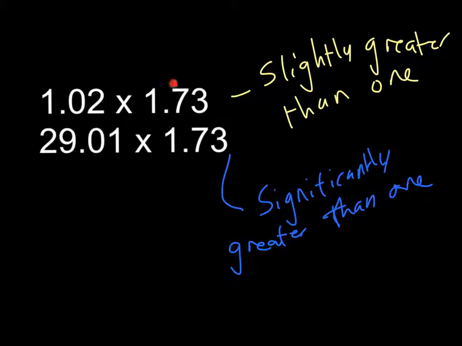Without solving these, we can see that the first set of numbers that we're given are going to be slightly greater than 1, because we have 1 2 hundredths times 1 73 hundredths. If I were to round it, I would say it's 1 times 2, just rounding to the nearest whole number, so it is slightly greater than 1. Whereas 29 1/100ths times 1 73 hundredths is significantly greater than 1. I would round 29 1/100th to 29 and this to 2. Okay, and then multiplying 29 times 2, I'm getting 58, which is much greater than 2.